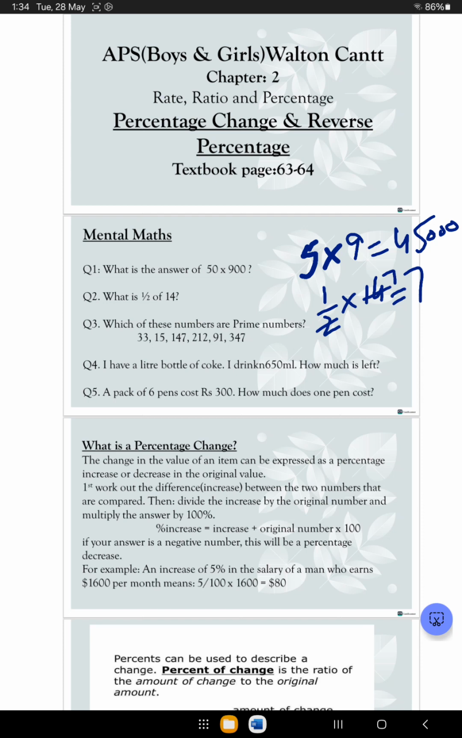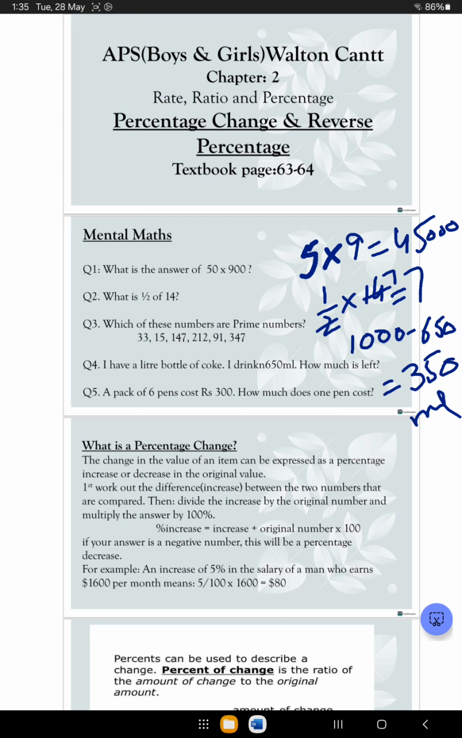I have a liter bottle of Coke. I drink 650 milliliter. How much is left? You know, in 1 liter there are 1000 milliliter. Subtract 650 from it. Answer is 350 milliliter are left.